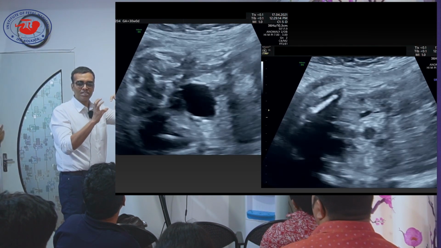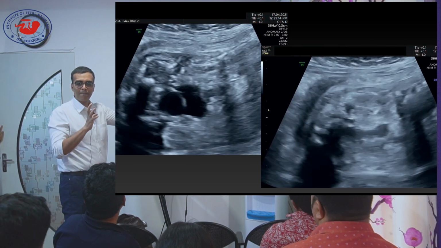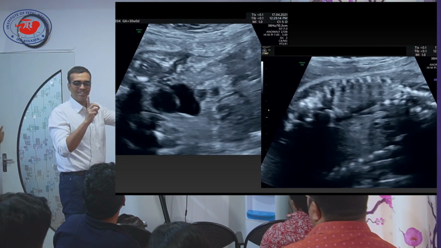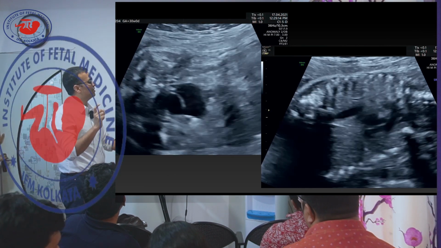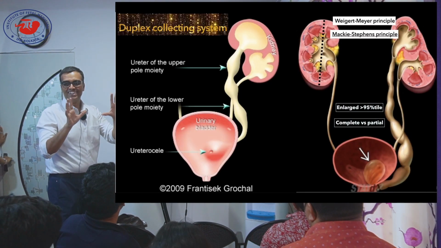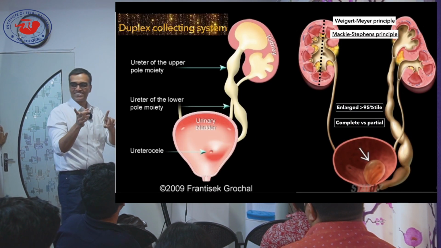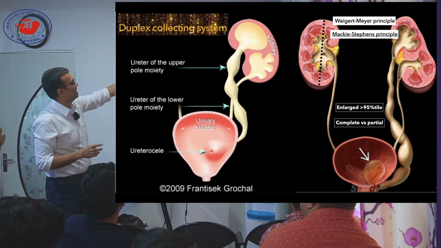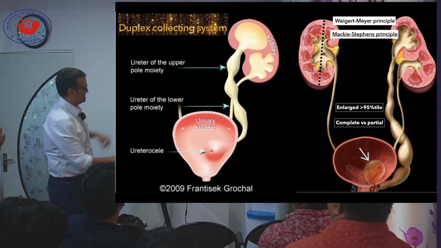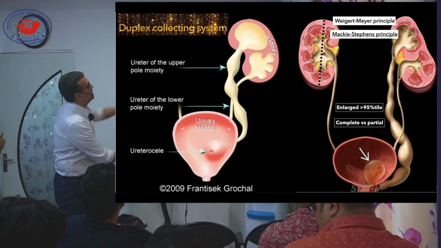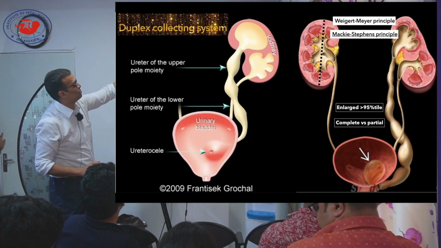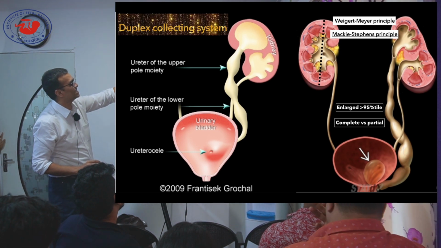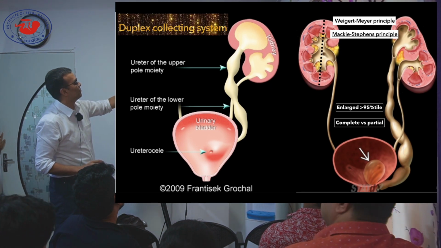So ureterocele will be associated with the upper moiety or the lower moiety? The upper moiety. So you have the upper moiety and you have the ureterocele. This is the duplex collecting system. You see this on the scheme, the upper pole is hydronephrotic, this dilatation is because of the ureterocele, right?